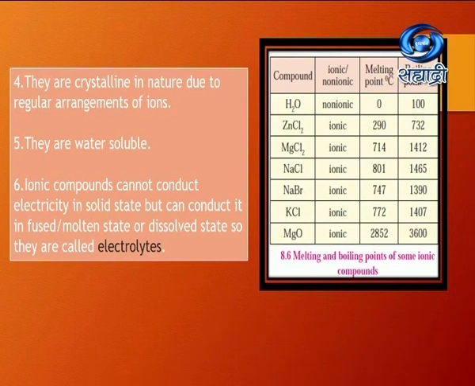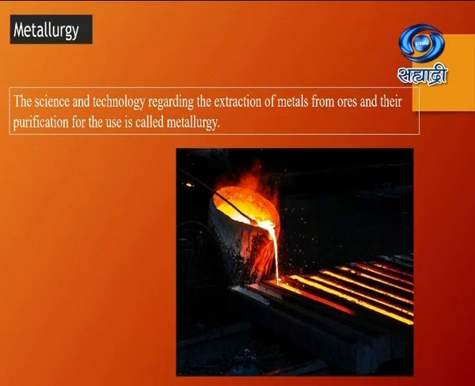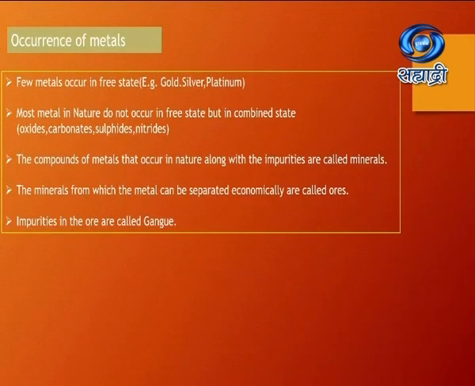On the right side, you can see a picture in which different ionic compounds and their melting and boiling points are shown. Metallurgy. Science and technology regarding the extraction of metals from ores and their purification for use is called metallurgy. Occurrence of metals. Few metals occur in the free state in nature. Example: gold, silver, platinum.